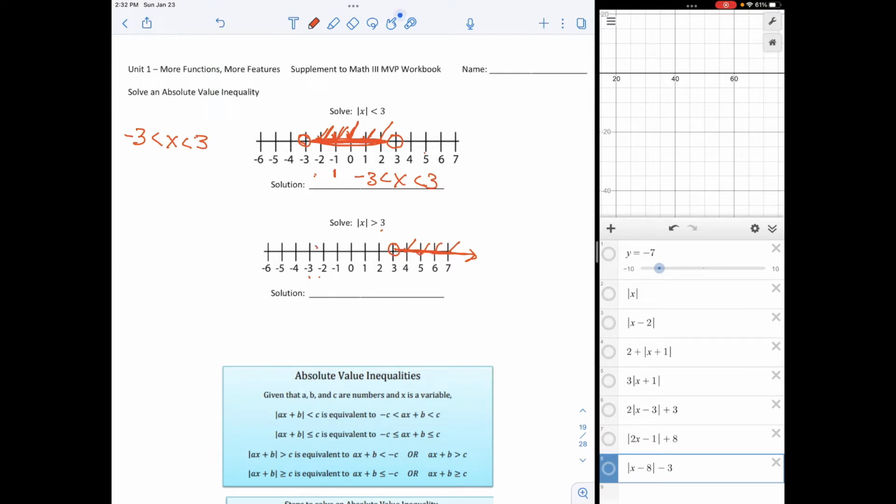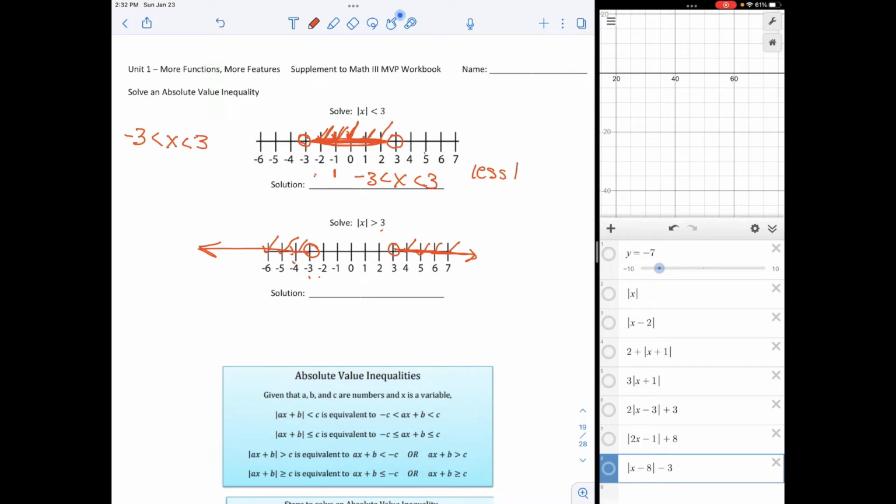Is 2 greater than 3? Nope. How about -3? Well, we're starting to get close again, so I'll put an open circle there. What about -4? Yes, because the absolute value of -4 is 4, so 4 is greater than 3. The absolute value of -5, which is 5, is greater than 3, so it's true. So we see that all the numbers to the left make that true.